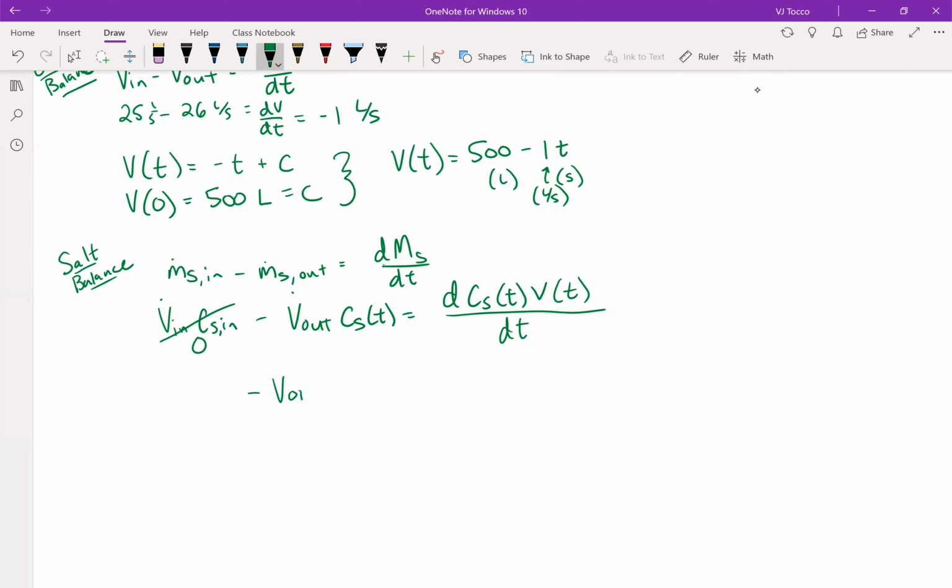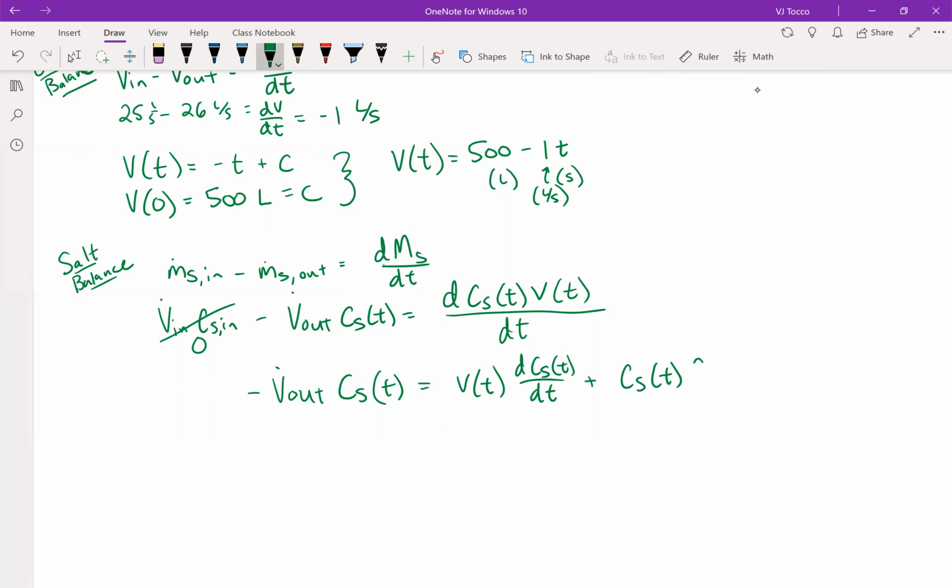So I have to say minus V out times CS of T is equal to V of T times dCS of T dt. It helps me sometimes to keep writing these parentheses to remind myself what is a function of time and what is not. So that's why I'm doing this. Remember again that this does not mean that I'm multiplying by time. It just means that whatever variable I have is a function of time. So again, don't be confused and think that I'm multiplying by time here.